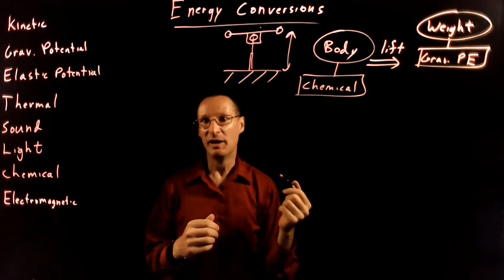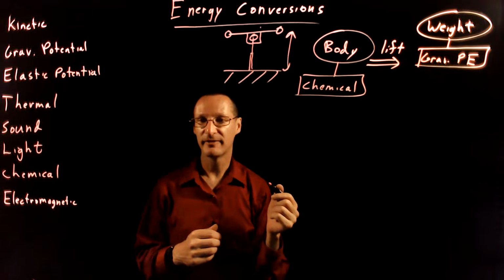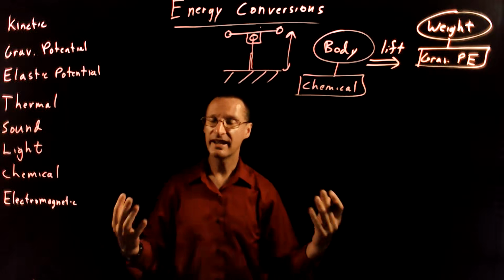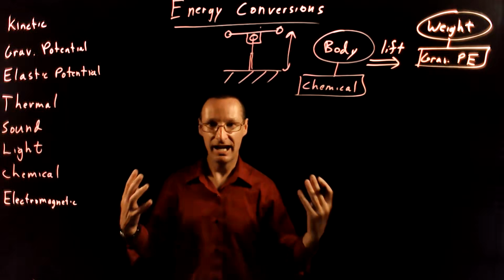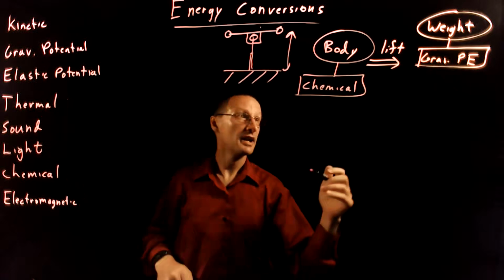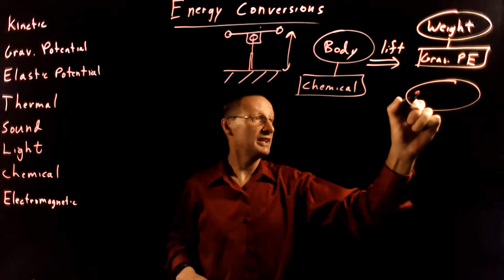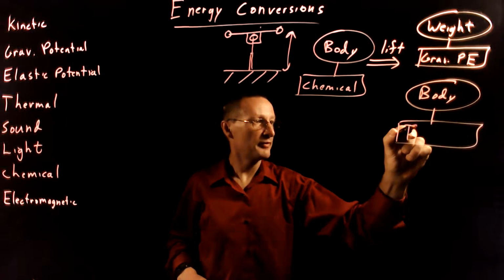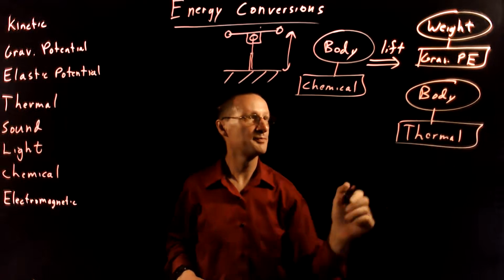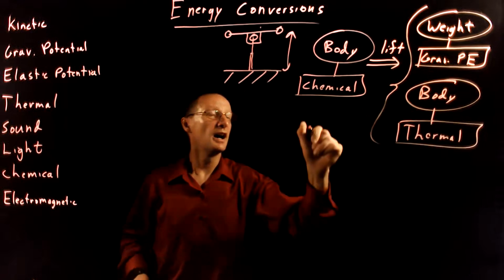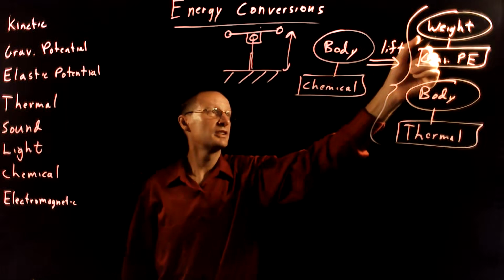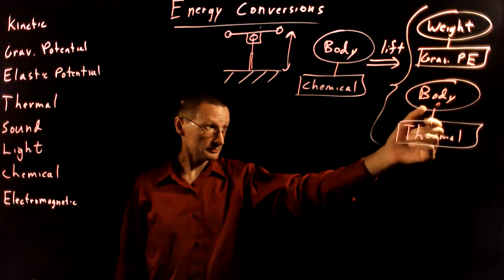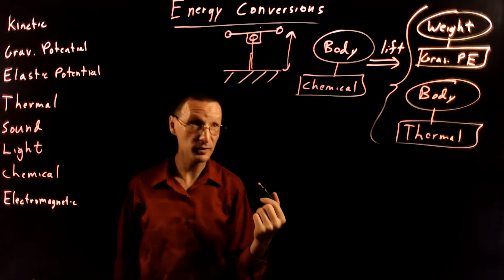Well, it isn't. And one way we know that it isn't the only form of energy that this chemical energy is converted into is because if the person did this repetitively, what would they experience? Well, you know intuitively they will get hot. So that is thermal energy, and that will increase inside their body. So the object is the body, and the form of energy is thermal energy. Okay, so we're saying that the chemical energy in the body was converted into gravitational potential energy in the weight. Of course, that's in the Earth too. And the body also experiences a rise in thermal energy.